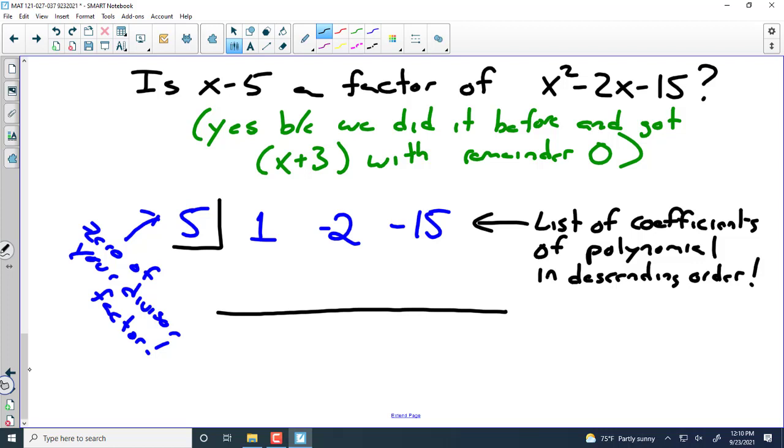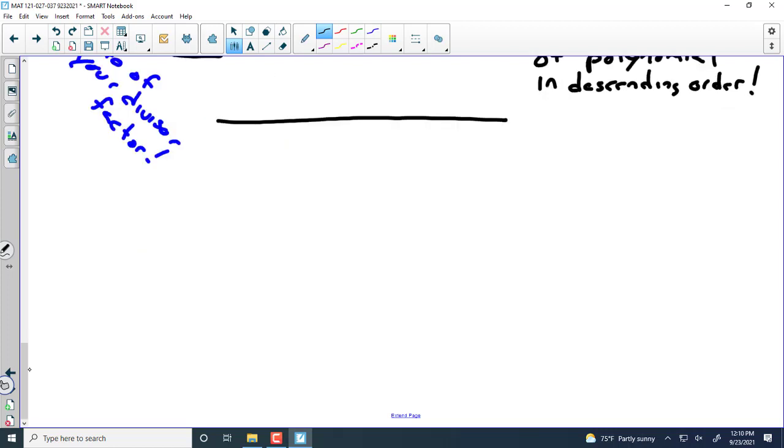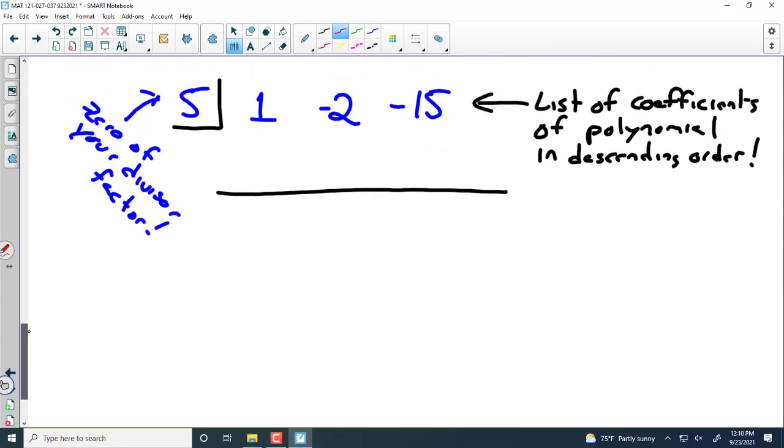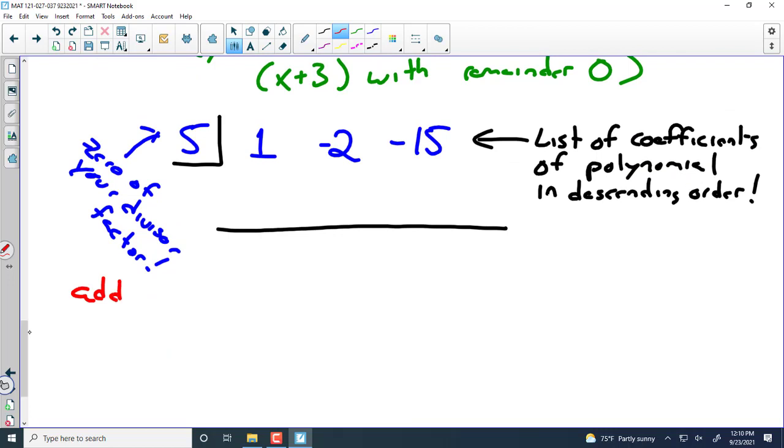Long division's a pain in the neck because there are so many steps. You divide, you multiply, you subtract, you bring down. You divide, you multiply, you subtract, you bring down. There are negatives running around everywhere. It's so easy to make a mistake. This is much better. This is just two steps: add, multiply, repeat. Add, multiply, add, multiply, done.